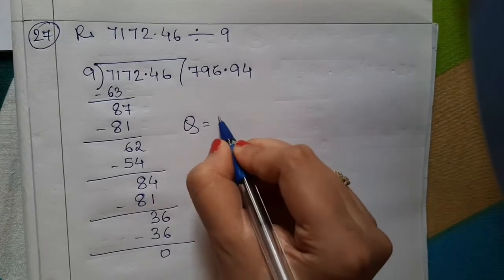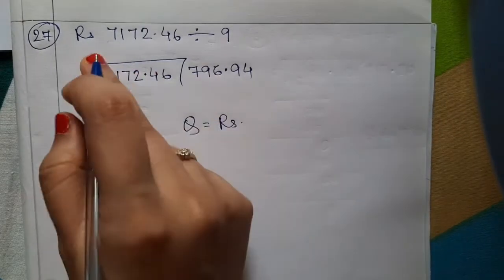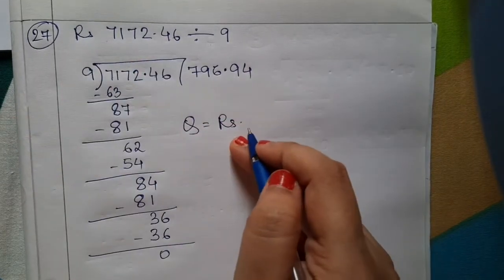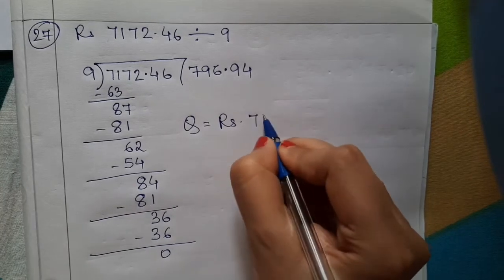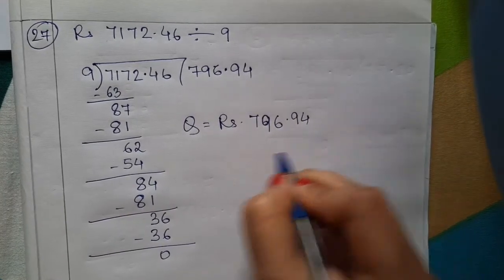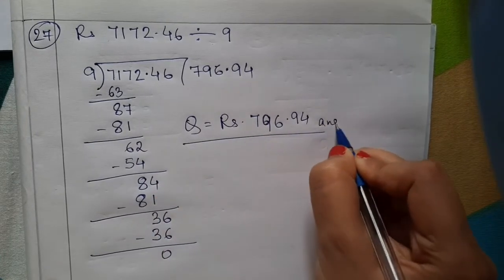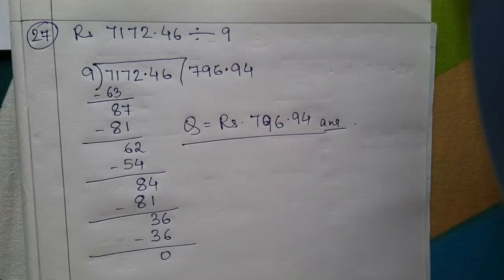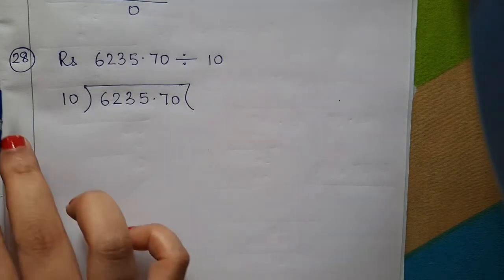So our quotient becomes rupees. Since we are solving rupees questions, I have to add rupees here. Rupees 796.94. This becomes our answer. Alright. Question number 28.